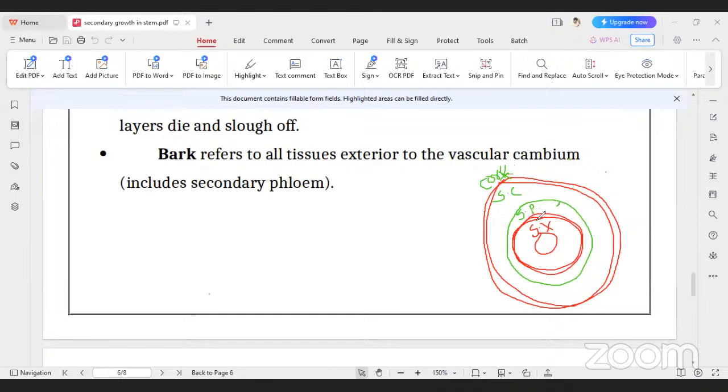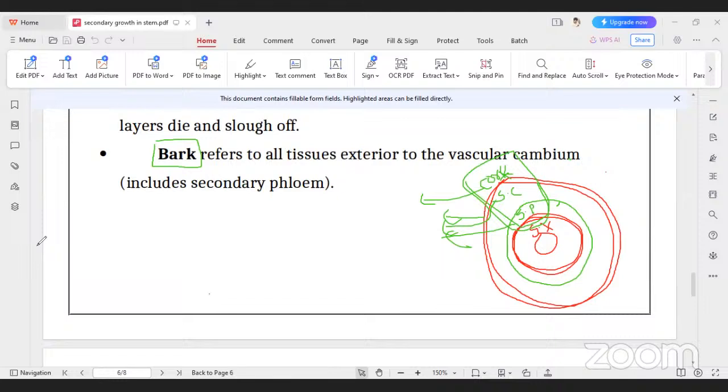The bark is from the secondary phloem, from this region, towards the cork cells. This entire portion is called bark. Now tell me what is present inside the bark? Cork cells present, cork cambium present, secondary cortex present, secondary phloem also present. Is it clear? Clear about bark?